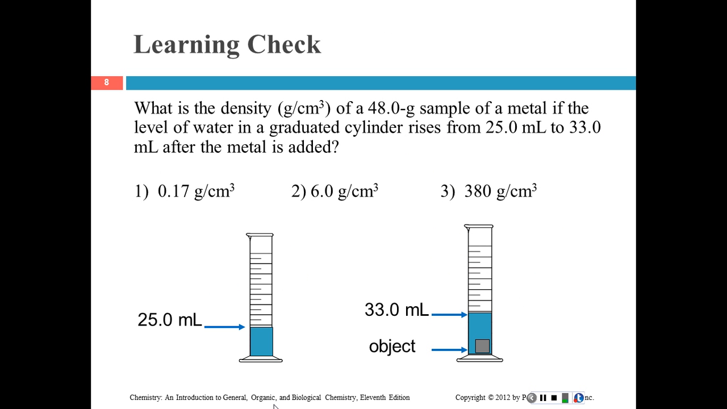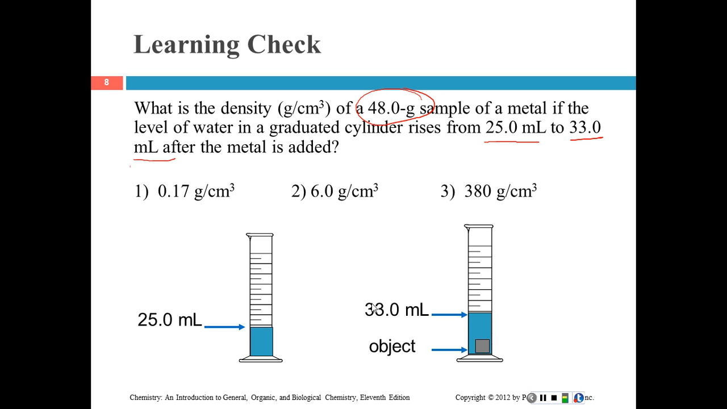Okay, here's your learning check. What is the density of a 48 gram sample of a metal if the level of the water in the graduated cylinder rises from 25 milliliters to 33 milliliters after you put it in there?